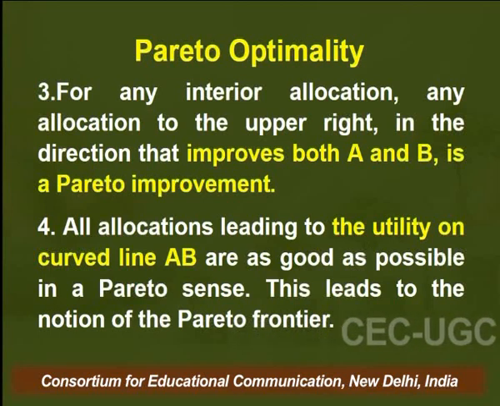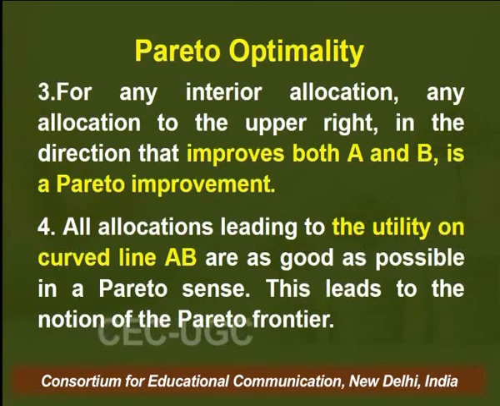All allocations leading to the utility on the curve line which we are talking about, the AB curve, all allocations which lie on the utility curve of line AB are considered as good as possible, and they are considered Pareto optimal. This leads to the notion of the Pareto frontier.